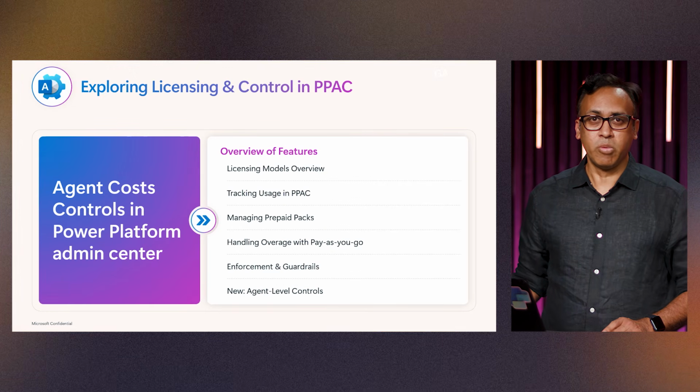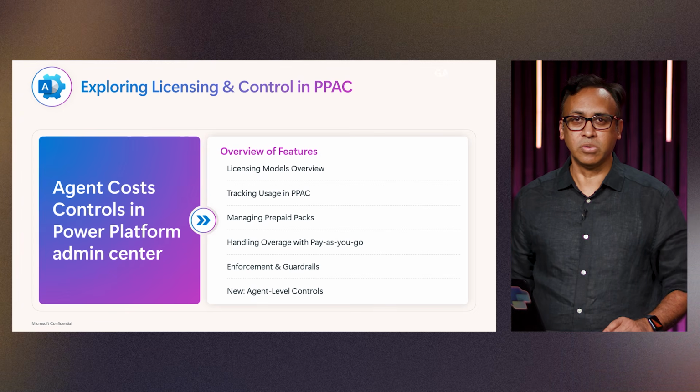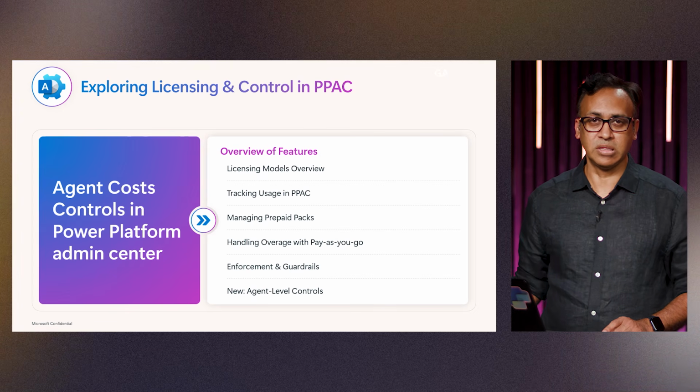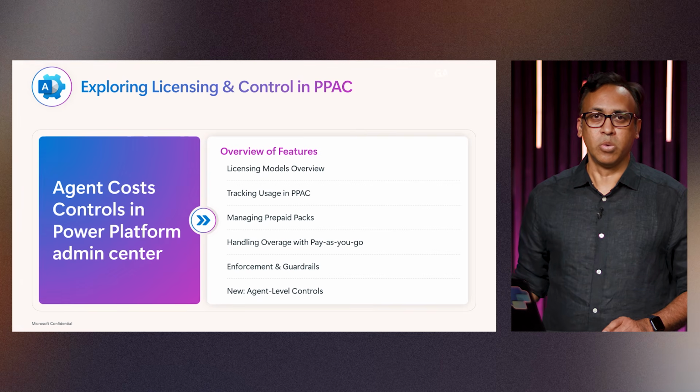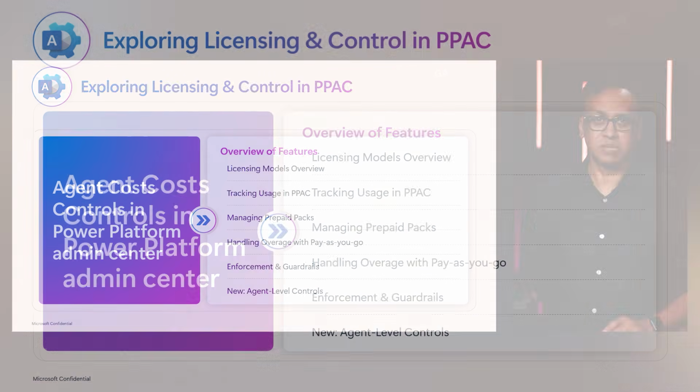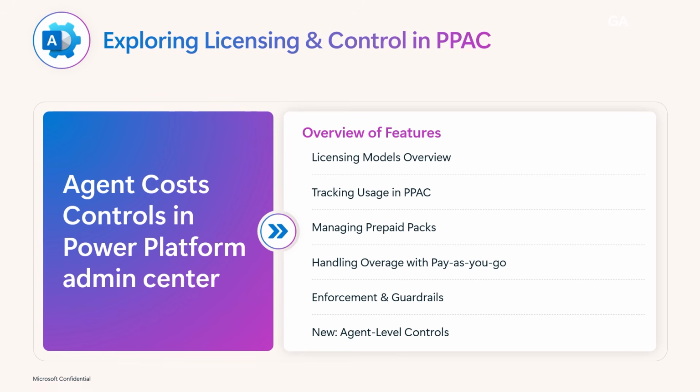We'll start with an overview of licensing models supported for Copilot Studio. Then we'll show how to track capacity usage in the Admin Center. Next, we'll walk through managing prepaid license packs. After that, we'll explain how to manage overages with pay-as-you-go. We'll explore the latest capability, agent-level usage control for detailed governance.